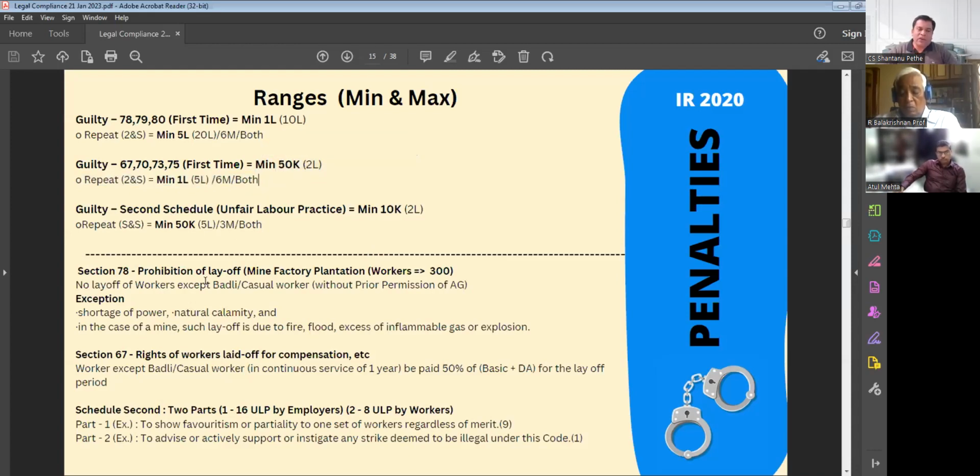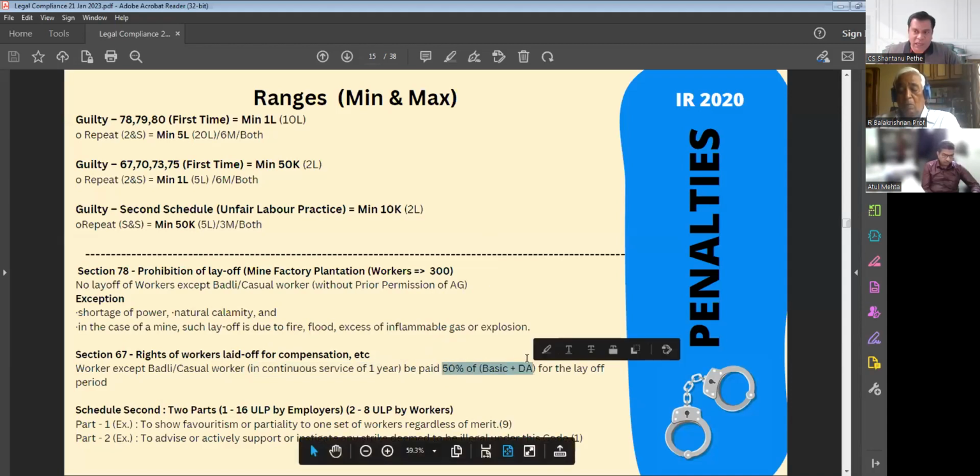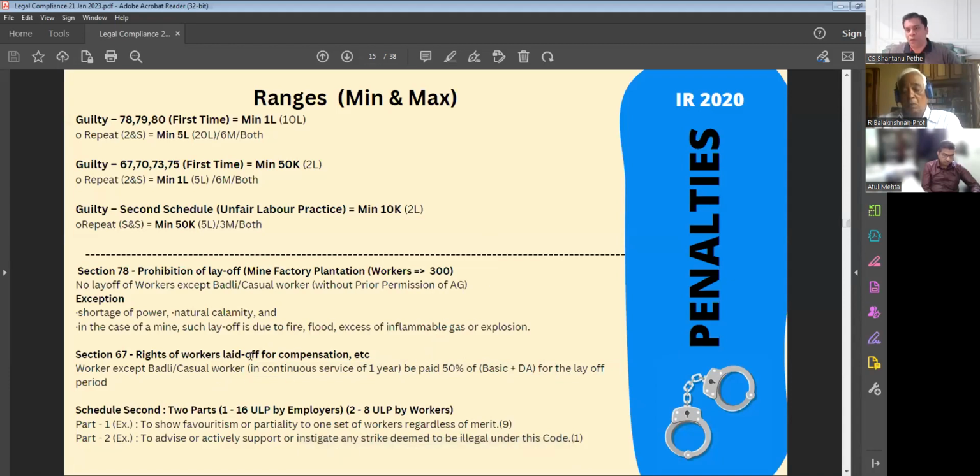So what is 67? Section 67 talks about the right of a laid off worker to compensation. If you are laying off any worker, he has a right for compensation prescribed under section 67. It says worker except badli and casual worker, so badli and casual workers you can lay off without any restriction. But for other workers who are in continuous service of 1 year, this is very important to note down, that this compensation will be applicable only if the worker is in continuous service of 1 year. If you lay off such a worker, you have to pay 50% of basic plus DA for the layoff period. This is what is prescribed, and if you don't pay, it will attract the penalty.